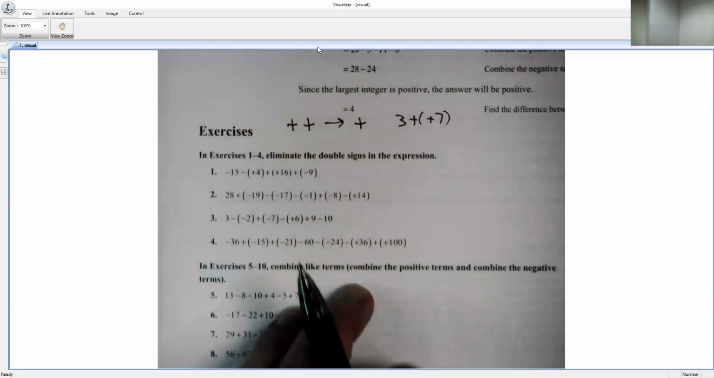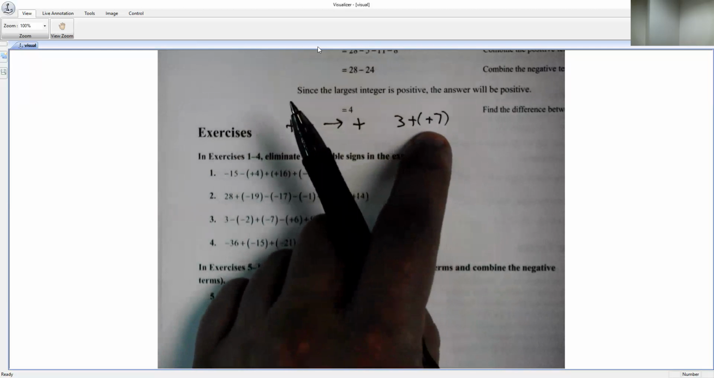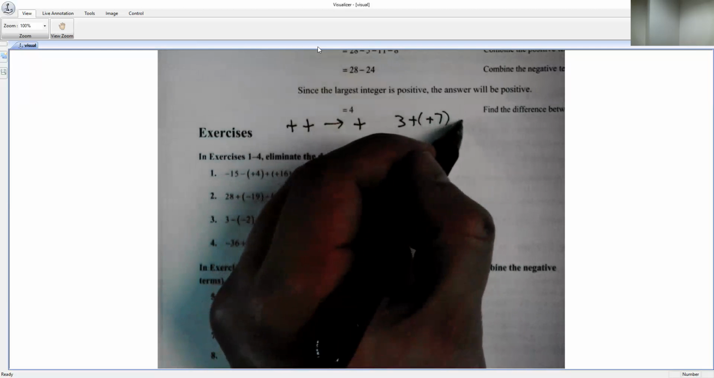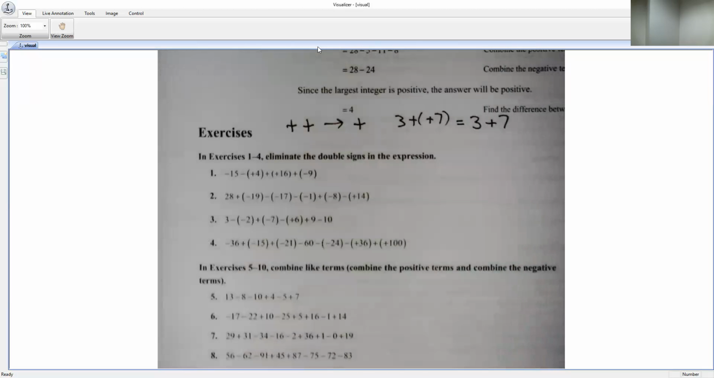The +7 is not needed. We don't need to specify the 7 as being positive. We could simply rewrite this as 3 plus 7. And of course, that would be 10.